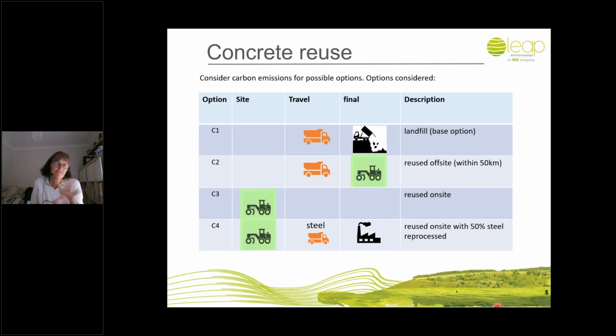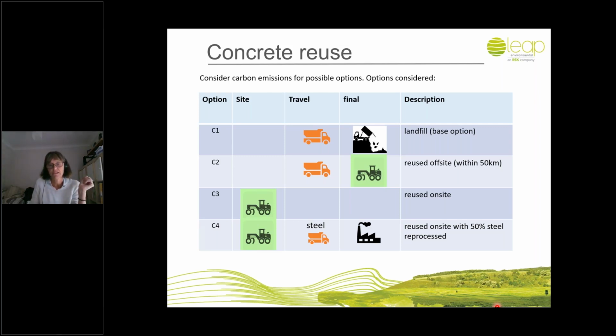So I reran the CReDiT model just for the concrete on this site. And again, I'm going to show you this with 4 options. C1, the worst case, all the concrete goes off to landfill. Second option, all the concrete is reused elsewhere. The third option is we reuse all that concrete somewhere on site. And the fourth option we brought in was that some of the concrete, not the runway, but the hangar area, all was reinforced, and therefore there's a lot of steel there. So what would happen if we could get that steel out and process it? What does that do to the carbon?